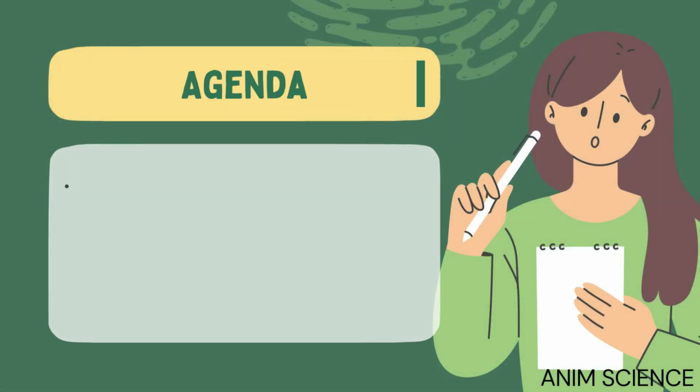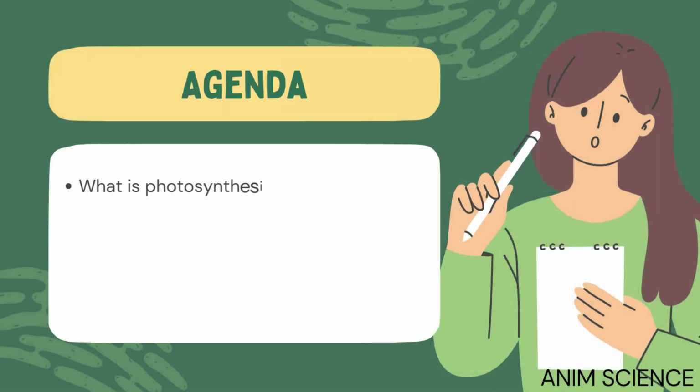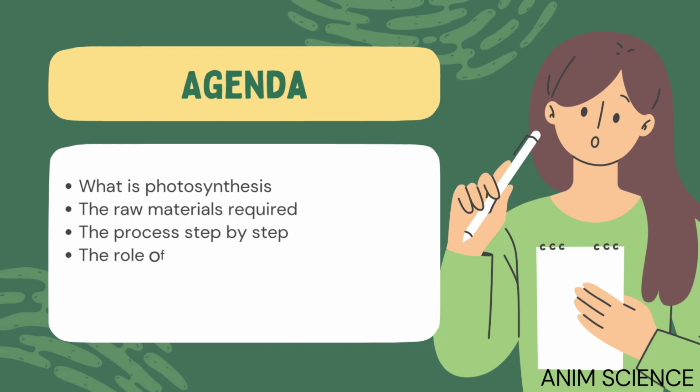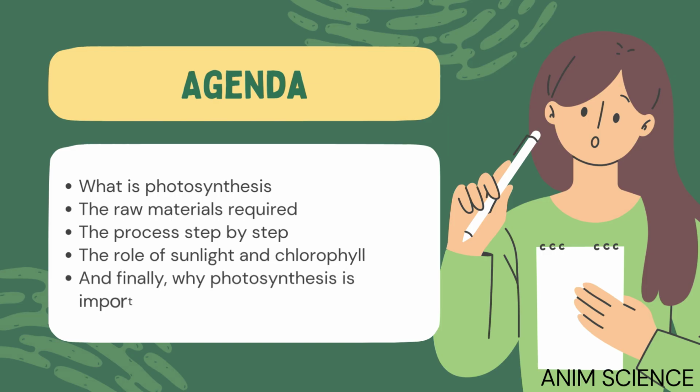Now before we dive deep into the topic, let's quickly look at what we're going to cover in this video. This will give you a clear roadmap so you can easily follow along without getting confused. First, we'll understand what photosynthesis actually is in simple terms. Then, we'll look at the raw materials required for this process, what exactly plants need to make their food.